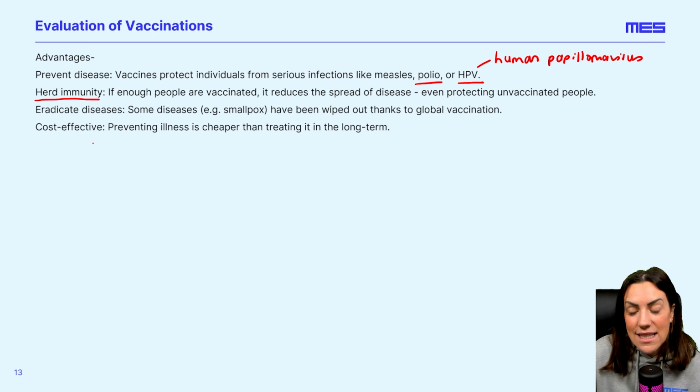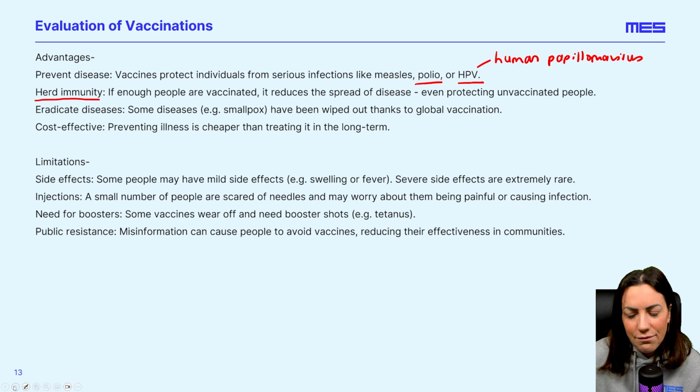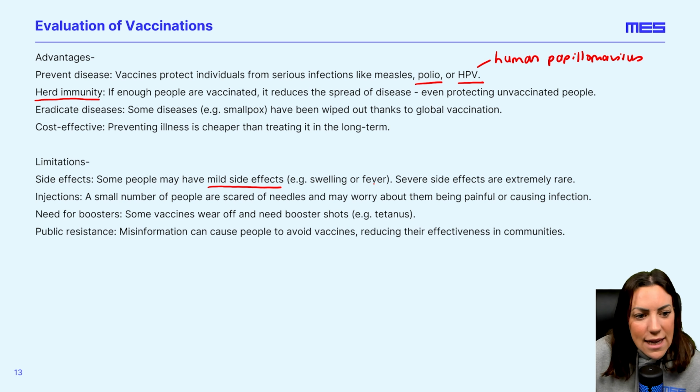And they are cost effective. I mean, it might cost a lot to carry out the vaccination program on a large scale, but that is cheaper than treating these serious diseases in the long term. Any limitations or disadvantages? Well, some people may have side effects, but they're usually mild. It might just be a little bit of swelling or a little bit of fever or nausea. Severe side effects are extremely, extremely rare.